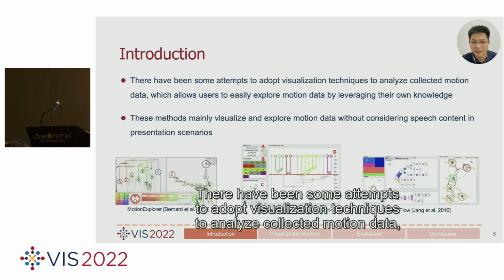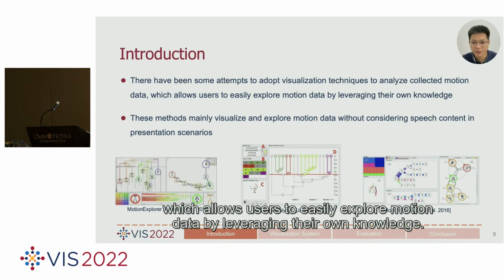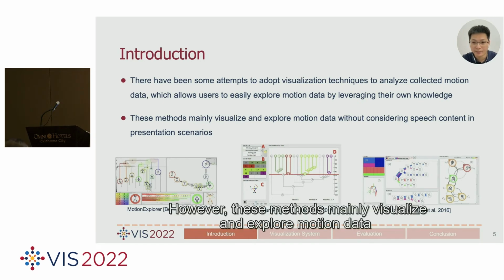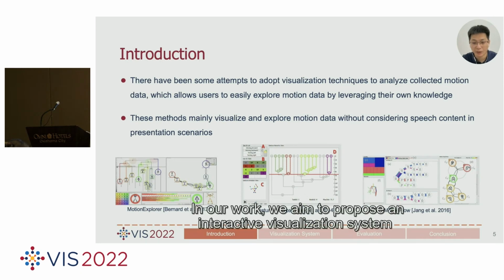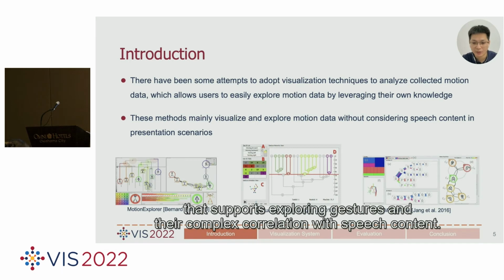There have been some attempts to adopt visualization techniques to analyze collective motion data, which allows users to easily explore motion data by leveraging their own knowledge. However, these methods mainly visualize and explore motion data without considering speech content in presentation scenarios. In our work, we aim to propose an interactive visualization system that supports exploring gestures and their complex correlation with speech content.